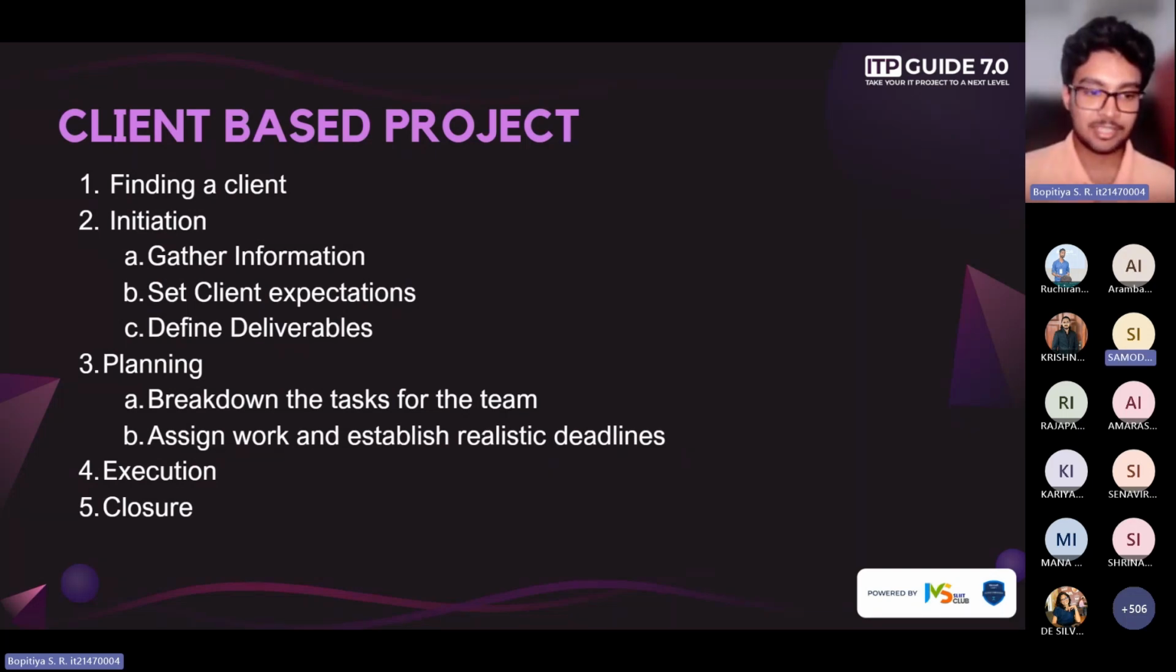And yeah, execution means the development and the design and all that, which is basically the continuation of the project. And five is the closure, where you complete the project and hand it over to the client for feedback. So I would strongly suggest going with the client-based approach because you get to learn a lot of stuff, not just the technical aspect, but the documentation, handling a client, handling the team, the requirements and all that. You get to learn a lot. So I would suggest you go with that.